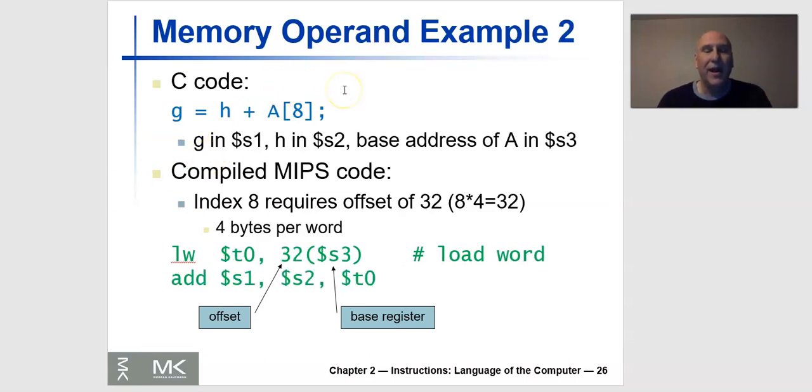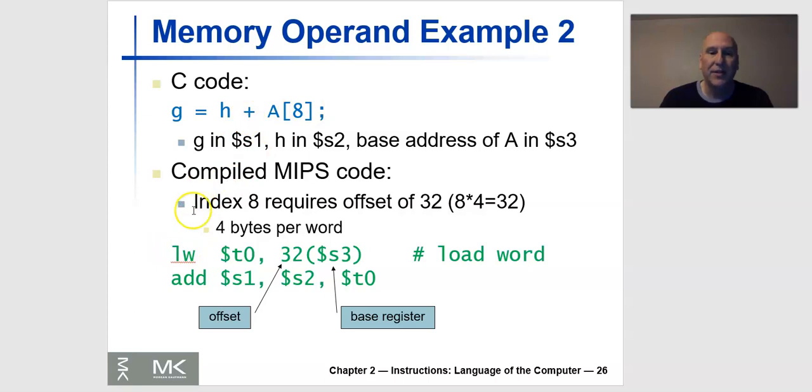Now we're using an array again, but this time we're not just saying G equals A bracket 8, we're saying G equals H plus A bracket 8. You still want to take care of the array first on the right side. Anytime you have an array over here, take care of it first, no matter where it is. The thing is, though, we're not just putting A bracket 8 directly into G. We have some math over here, so that means this A bracket 8 needs to go into a temporary.